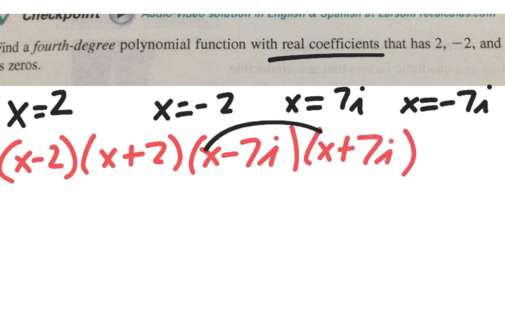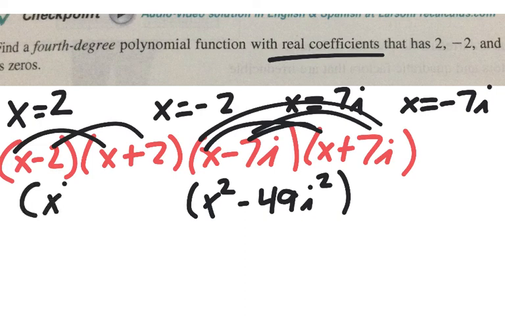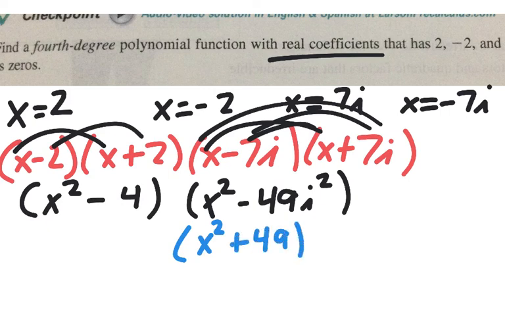And I'm going to make sure I distribute the conjugates. This time they're all conjugates. Nice. So that's going to be x squared minus 49i squared. And then when I distribute over here, again, conjugates, so I'm going to have x squared minus 4. I'm going to fix i squared, which is the same thing as negative 1. So negative 49 times negative 1 is positive 49.